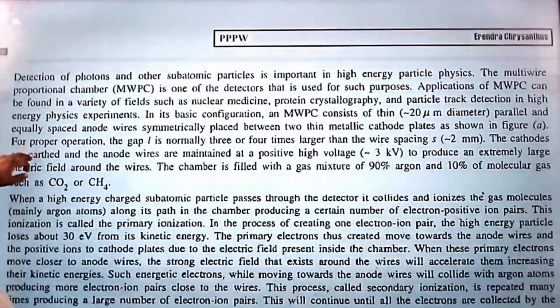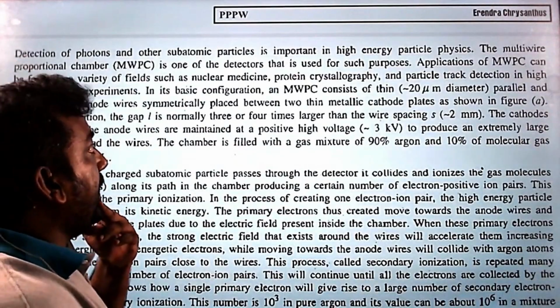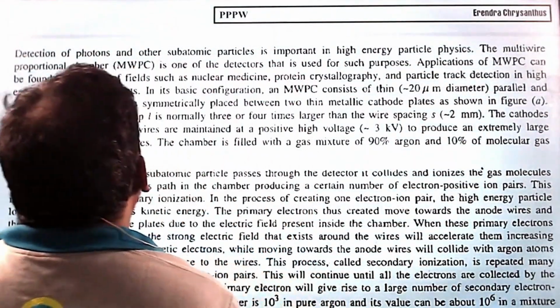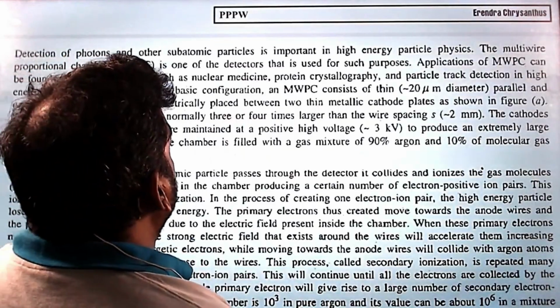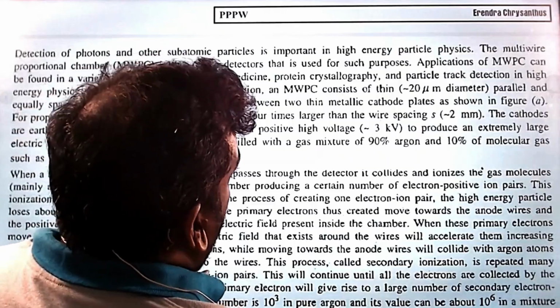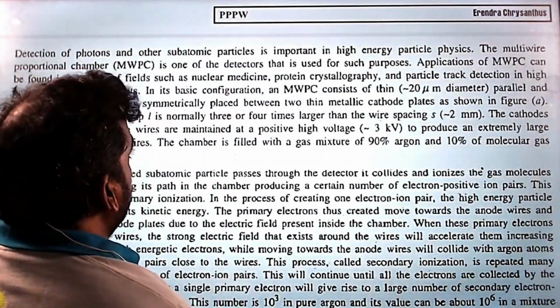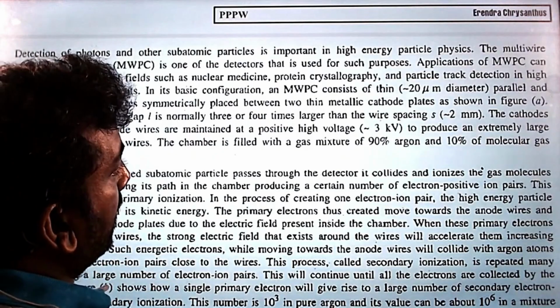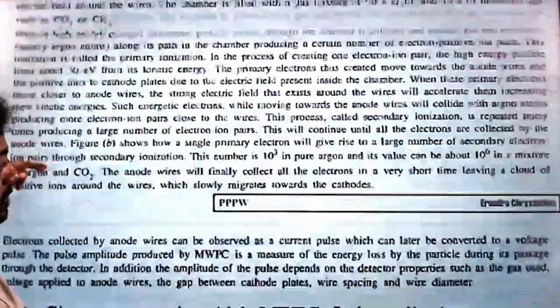So what are they saying? Detection of photons and other subatomic particles is important in high energy particle physics. A multi-wire proportional chamber is one of the detectors used for such purposes. Application of MWPC can be found in a variety of fields such as nuclear medicine, protein crystallography, and particle detection in high energy physics experiments. Right, let's go back to the question.